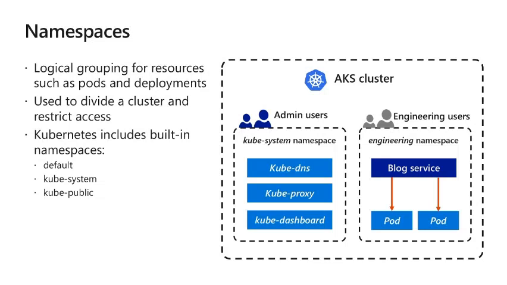And then there is kube-system. This namespace is where core resources exist, such as network features like DNS and proxy. So as I said, kube-dns, kube-proxy, and kube-dashboard. You typically don't deploy your own applications into this namespace. And then there is kube-public.